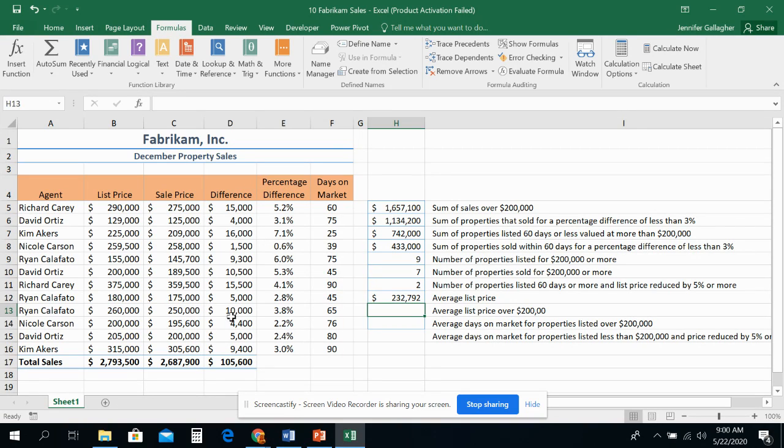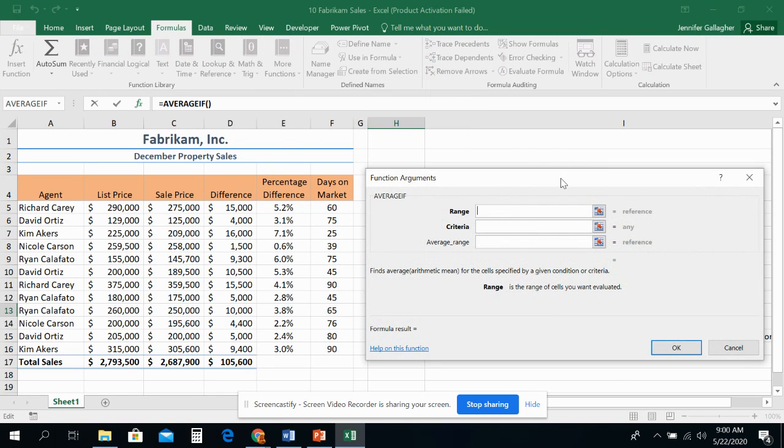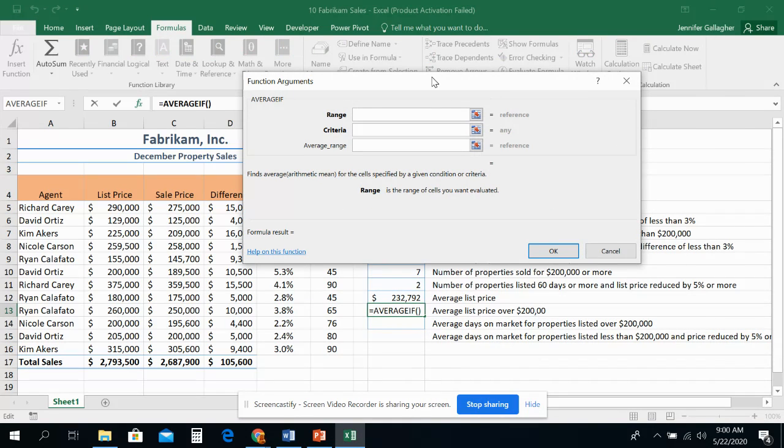Now, I could find the average list price over 200,000 for properties. So this would mean I'm looking for the average if it is over 200,000. That's where my criteria comes in. I'm just going to show you the difference between these two with the second example. I can go to the Formulas tab, under More Functions, under Statistical are my averages. You have AVERAGE, AVERAGEA, AVERAGEIF, and AVERAGEIFS. We're doing an AVERAGEIF. And I'm going to show you how your range and your average range can be the same in this example.